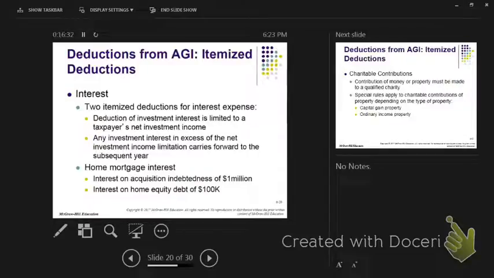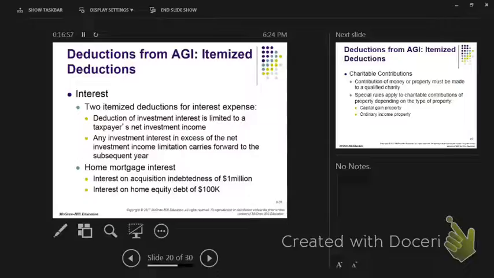If you paid a point, you can deduct the point, and there's certain rules. You can spread it over the life, or you can deduct it in the first year. Line 13 is what's called mortgage insurance premiums. If you do not put down 20% on your loan, you have to do something called PMI, all right? It's private mortgage insurance. You now get to deduct that there, which is nice.